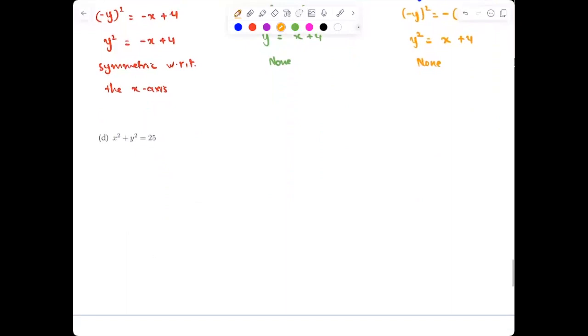So for D, again, you're going to try the x-axis with the point x comma negative y. For the y-axis, choose the point negative x comma y. And for the origin, you work with the point negative x, negative y.